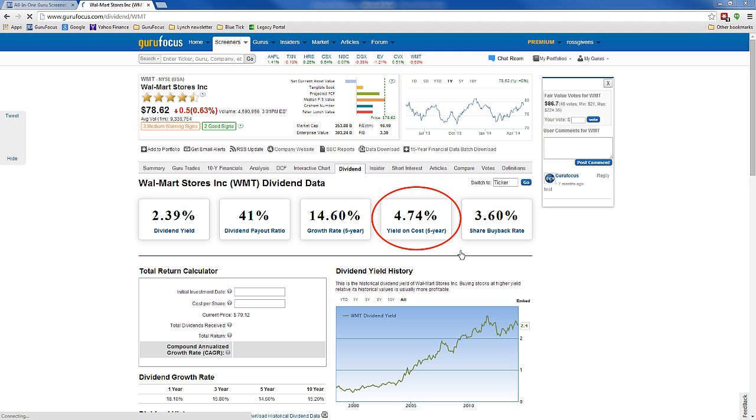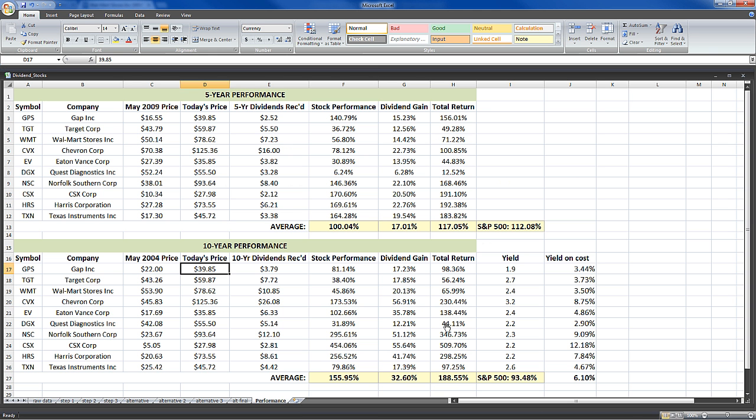Now this is just a ballpark, because what this is saying is, assuming they're yielding 2.3% today, they've been growing their dividend about 14.5% each year. If they continue to do that for another 5 years, this will be your yield in 5 years on today's cost. Now, the one we just calculated in this Excel spreadsheet, since we're looking at 10-year performances, would be our yield on cost if we had bought these stocks in May 2004. Does that make sense? But yeah, very good question.